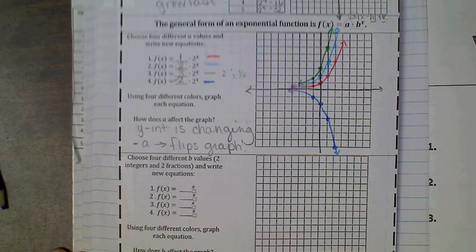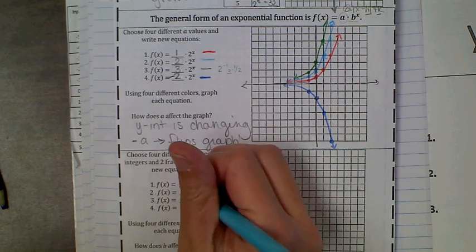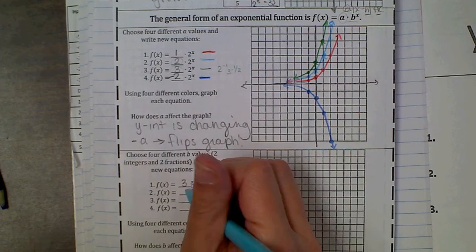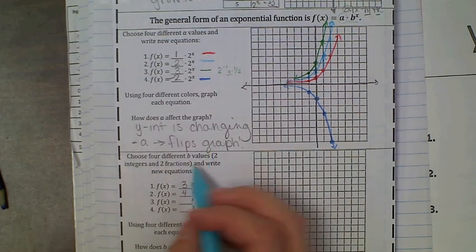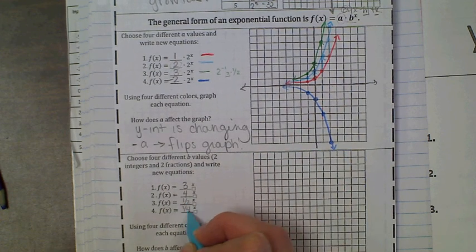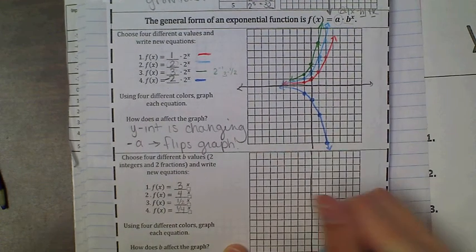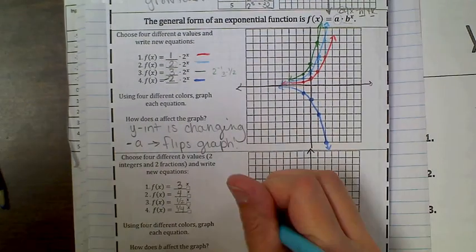So now we're going to choose 4 different B values, 2 integers and 2 fractions. So I'm going to pick 3 to the x and 4 to the x. And then I'm going to pick 2 fractions, so like half and a fourth. How about that? And then we're going to do those graphs to see how b is affecting the graph. So this one is b because it's being raised to the x power.